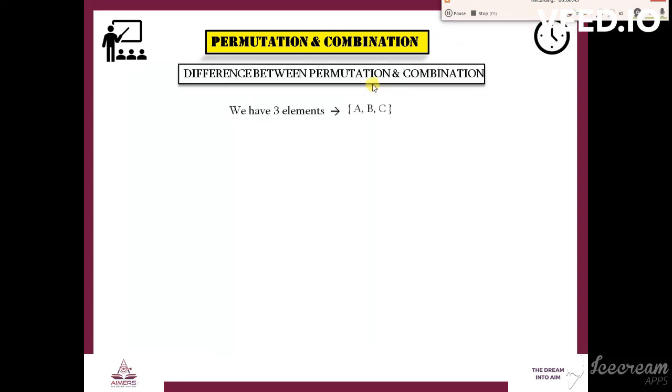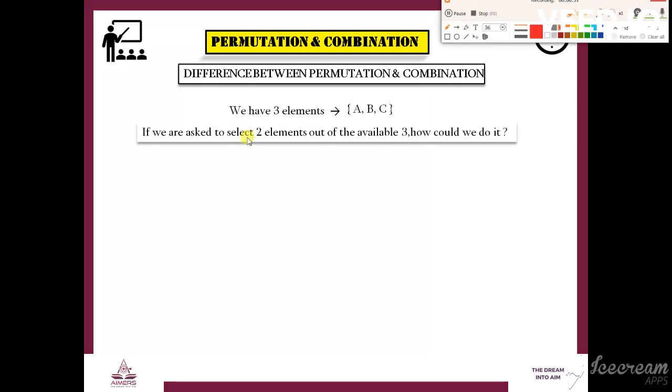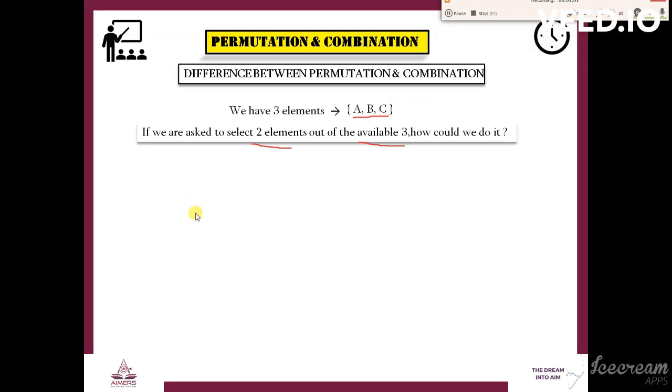We have three elements A, B, C. Out of three, I am going to choose two elements. These are the three elements available. So what can I write for that? I can write AB, BC and AC. I will get three ways, right?